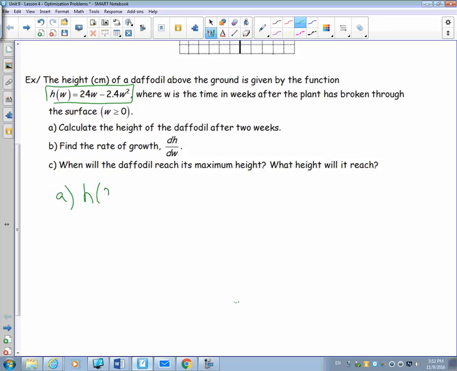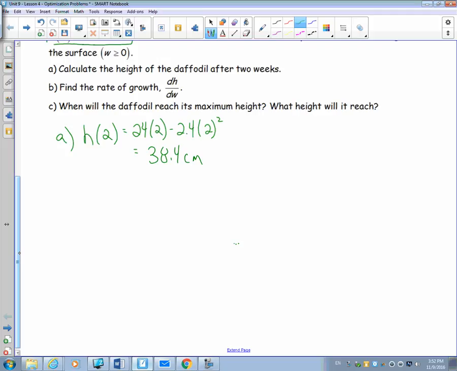Okay, so I can just use my equation. 24 times 2 minus 2.4 times 2 squared. Put that all into our calculator, and we should end up with 38.4 centimeters. Okay, and that's your point. Part B, find the rate of growth. Our instantaneous rate of change, our growth at any point. Let's find the equation for it.